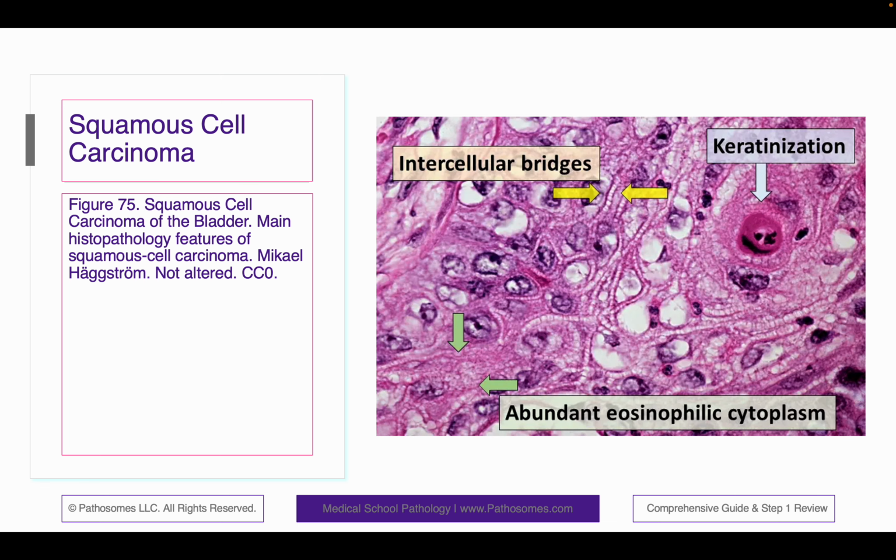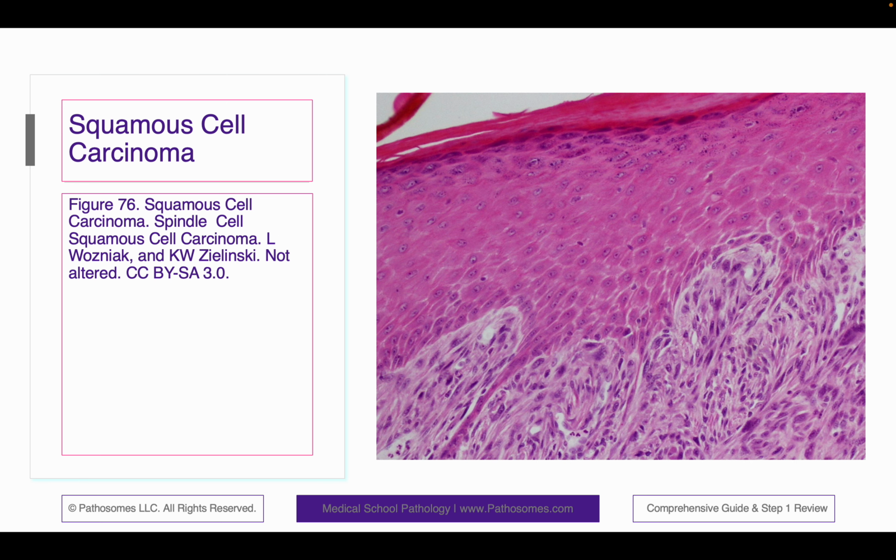And here, some of the main histologic features associated with squamous cell carcinoma. This one in particular is of the bladder, but you want to see these features in the skin as well, particularly the keratinization, eosinophilic cytoplasm, and the intercellular bridges. Like this in the skin.